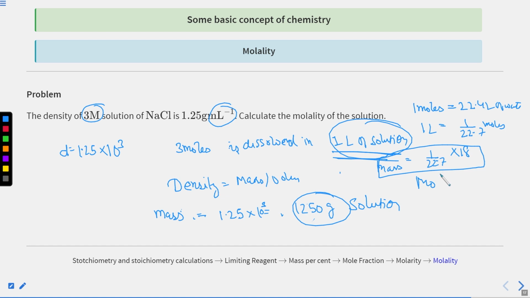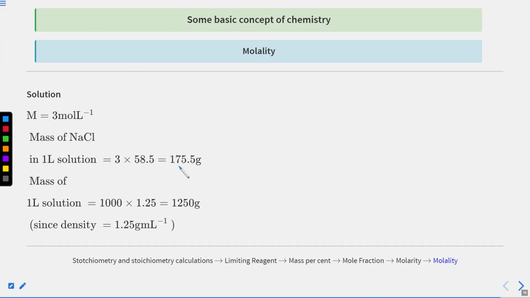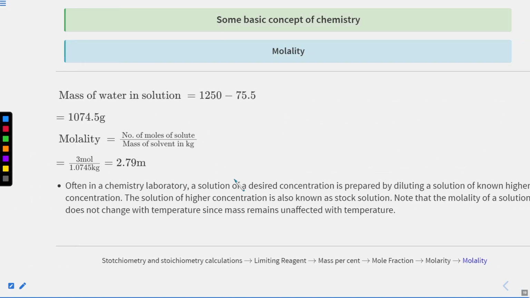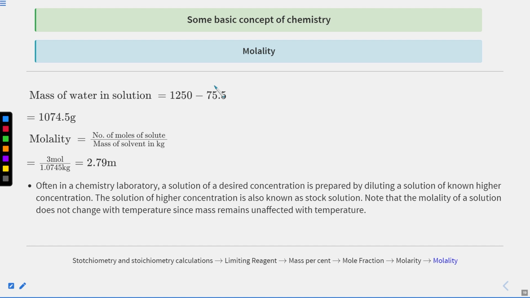Once you get the mass, it is very easy to solve. So let us see the solution. Since density is this much, we have calculated the density of the solution. Now the mass of the solution, as I have told you, if you subtract it, we will get the solvent. So that would give us 10, this is converted into kg.